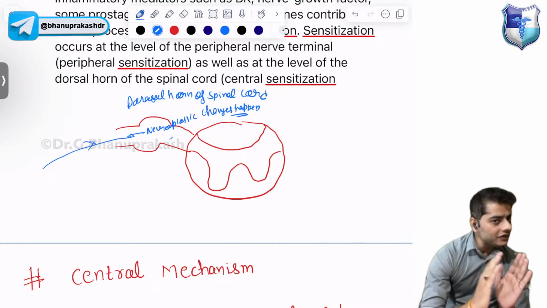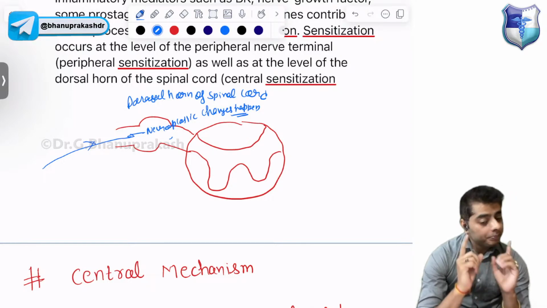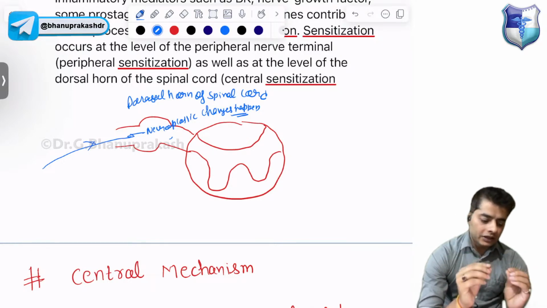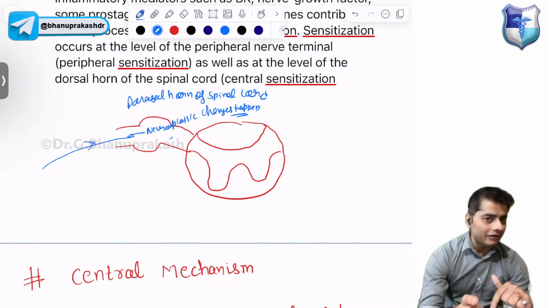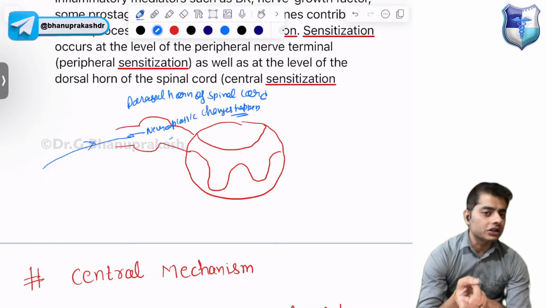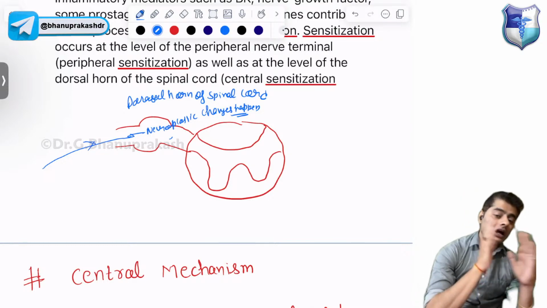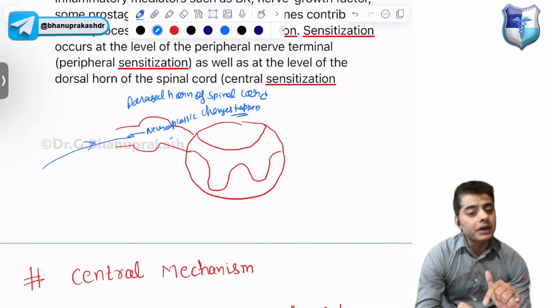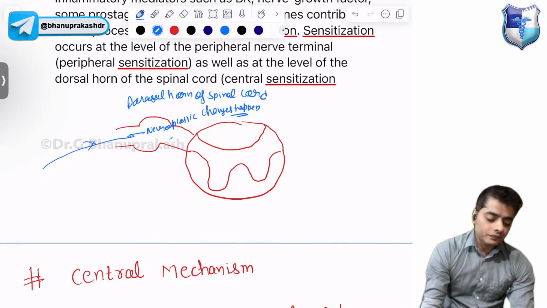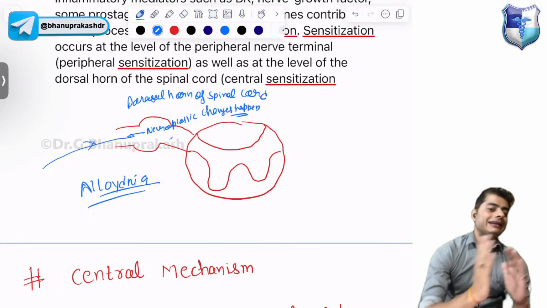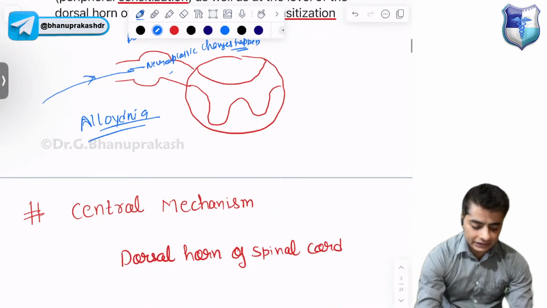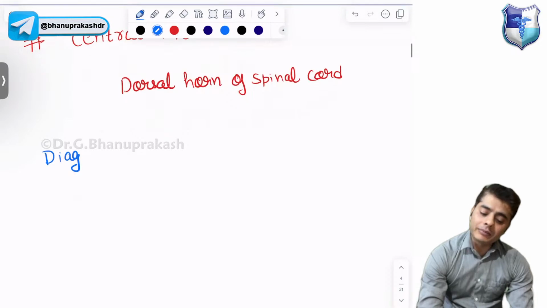Now, how does it differ from peripheral sensitization? In peripheral, there should be pain always. What I mean is that earlier 2 ml of acid was causing pain, now 1 ml of acid is causing pain. But in central, all the time there is neuroplastic change. So even a touch, which earlier was not painful, now causes pain. That is known as allodynia. So we should remember how to differentiate between peripheral sensitization and central sensitization. I hope you understand. Now we will come to the central mechanism.